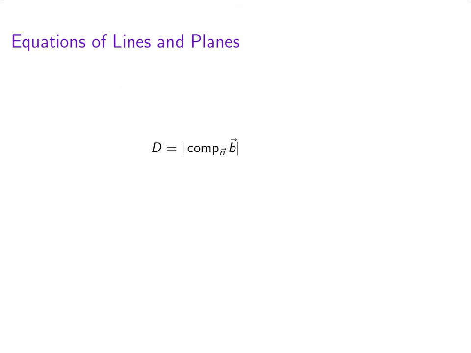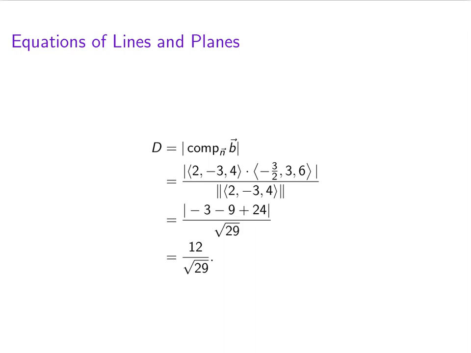the distance that we're looking for is the scalar projection of B onto N. We have to put the absolute value in there because we don't know if we're going to get a positive or a negative number. So that's the absolute value of (2, -3, 4), the normal vector, dotted with the vector B, which was (-3/2, 3, 6), divided by the length of the normal vector. If you work all that out, you end up with 12 over the square root of 29. That's the distance we're interested in, the distance from the point P to the plane. Okay, that's all for now.